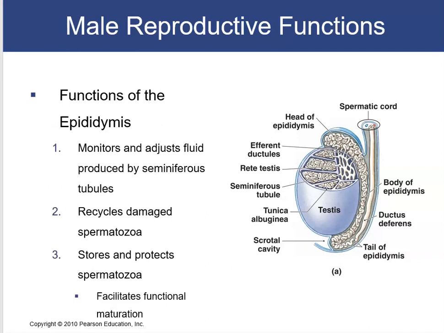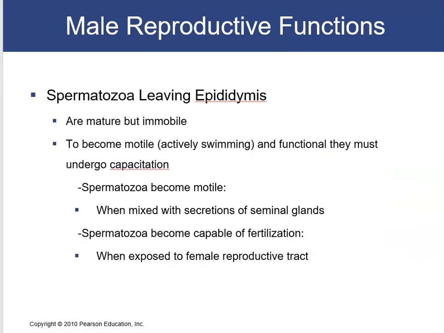Functions of the epididymis: it will monitor and adjust fluids that are produced by the seminiferous tubule. It also monitors the sperm and will recycle damaged spermatozoa. It will also store and protect the spermatozoa to facilitate their functional maturation process. When spermatozoa leave the epididymis, they are mature, but they are still immobile. To become motile, in other words, in order to actively swim, they must undergo a process called capacitation.